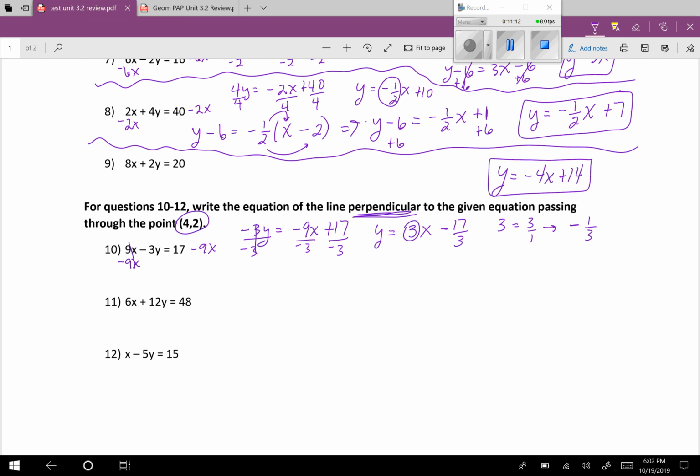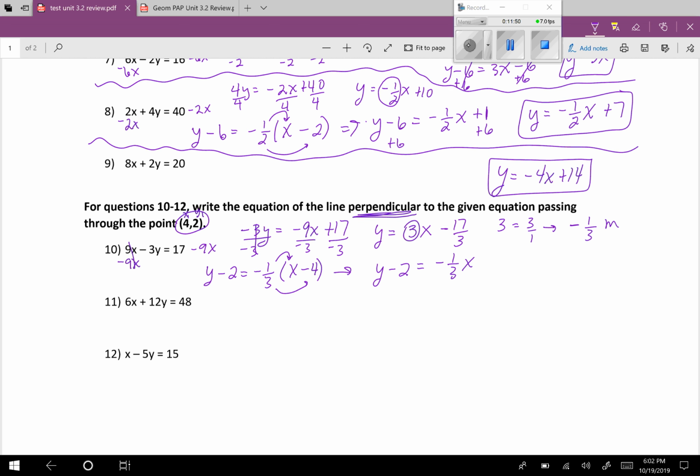And so now we're going to plug into point slope form. And this 4, 2, this is your x1 and your y1. So we have y minus, okay, y1 is 2, equals m, so negative 1/3. Remember, this is your m, times x minus, and then our x1 is 4. And so now we're going to distribute this negative 1/3. Okay, so we have y minus 2 equals negative 1/3 x.